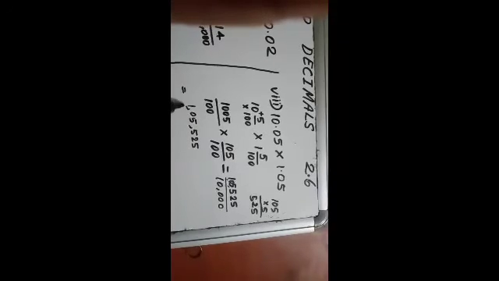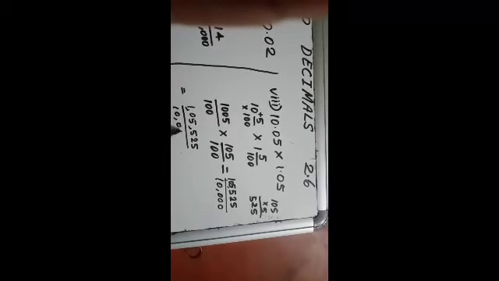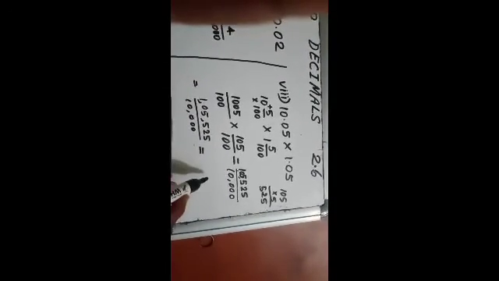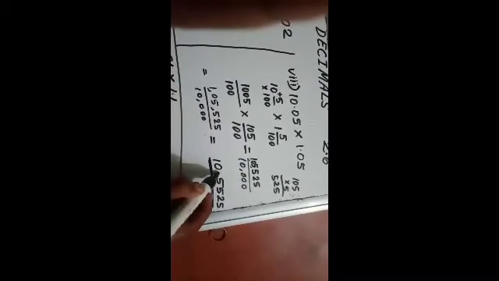Now you have got 105525. The denominator is 10,000. If you write in the form of decimals, there are 4 zeros in the denominator. So let us leave 4 places. So that is 10.5525. Your answer will be 10.5525. You can cross check it with the help of direct multiplication.